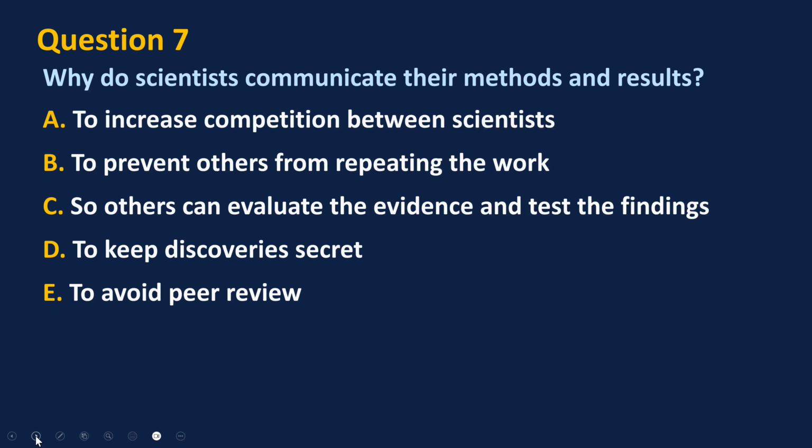Question 7. Why do scientists communicate their methods and results? A. To increase competition between scientists. B. To prevent others from repeating the work. C. So others can evaluate the evidence and test the findings. D. To keep discoveries secret. E. To avoid peer review.